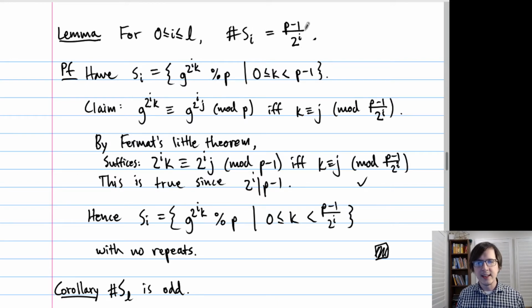Yeah, so this gives credence to the observation that every time i increases, then Si will have half as many elements as the previous. And one corollary here is that since L is the largest number so that 2 to it is something we can divide by, that means that SL is odd. So that's one reason why we stopped there.